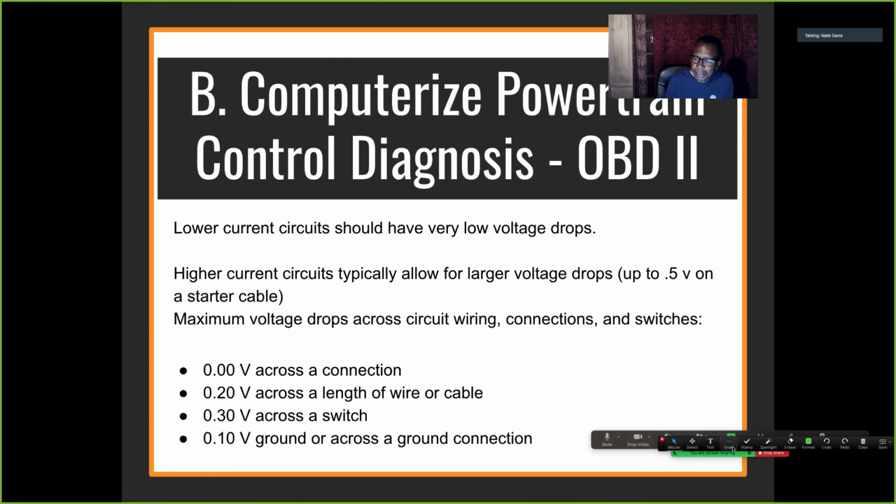Up here it says a lower current circuit should have very low voltage drops. Higher current circuits typically allow for a larger voltage drop, up to 5/10, like on the starter cable. And starter cable and the relay contacts together probably like 5/10. Maximum voltage drops across circuit wiring connections and switches. Oh, this is what I just showed you earlier. It was this. All right. Remember, the reason you're doing the voltage drop is to check for resistance.